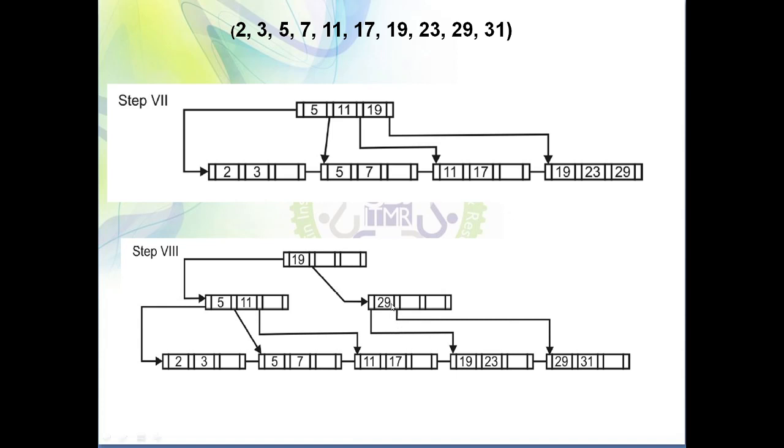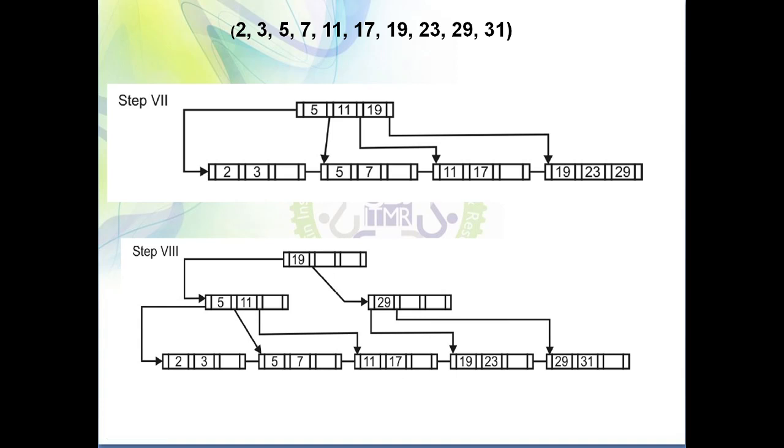Suppose I put 19 over here, what problem will I face? This 19 and 23 is not less than 19. That's why I have put 29, so that 19 and 23 are less than 29, and 29 and 31 are greater than or equal to 29. So this is my final B plus tree constructed for n equals to 4.